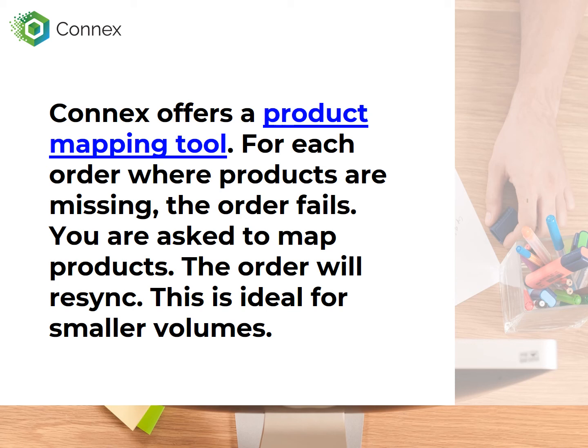The way it works is you'll sync orders. The software will notify you that these orders fail to sync because the products are missing, you'll be given an option to map them in our software, and you can pick from a list of existing products in your QuickBooks, and then our software will resync them.